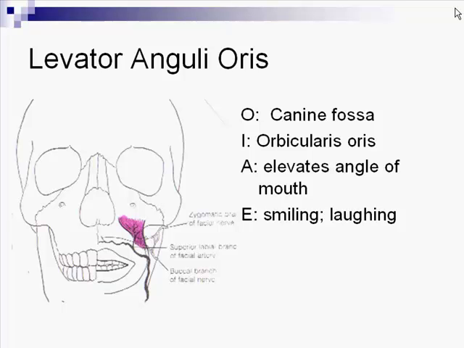Levator anguli oris, think about the words. This lies beneath the levator labii superioris. Its origin is the canine fossa located in the maxilla. Its insertion is the orbicularis oris, which is at the angle of the mouth. This levator elevates the angle of the mouth. This expression is for smiling and laughing.